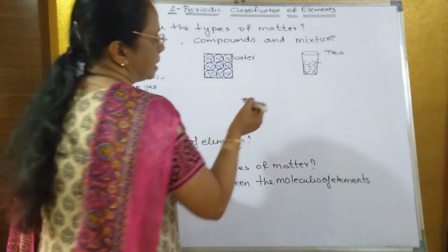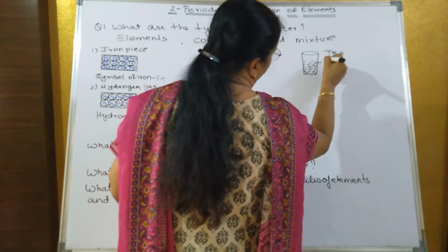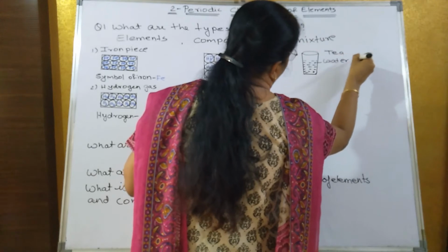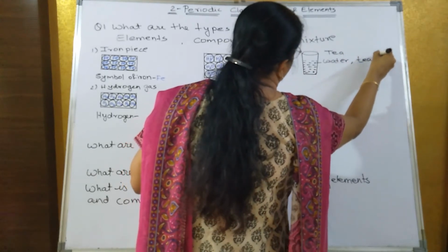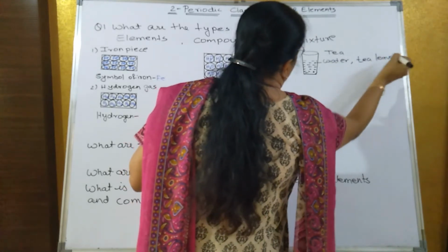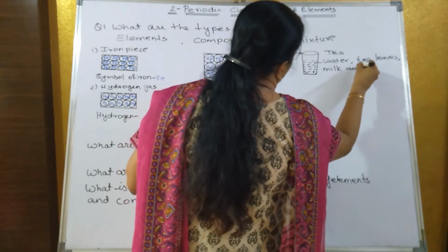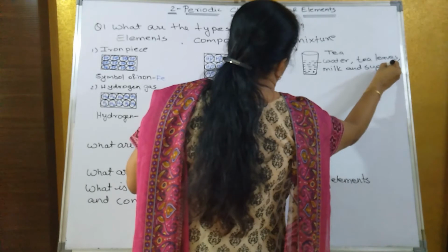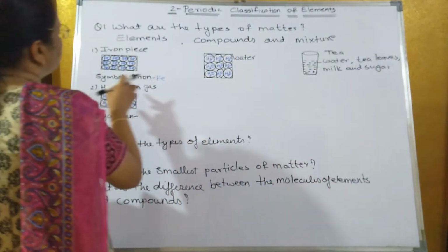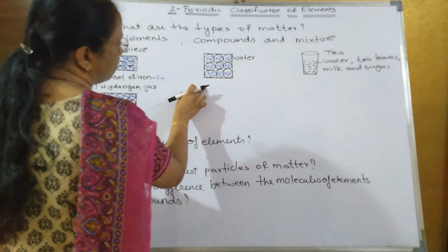Let us take tea as an example of a mixture. Now tea is made up of what? Water, tea leaf, milk and sugar. So the difference between elements and compounds is what? An element is made up of only one type of atom. A compound is made up of two or more types of atoms.